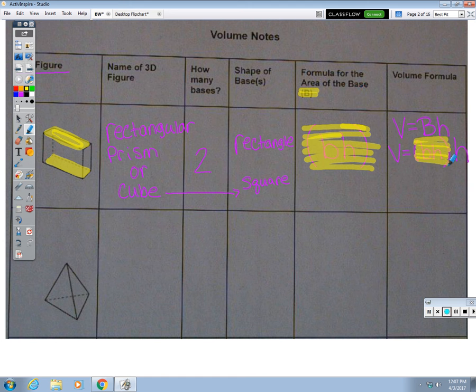All right, on this second one, the base is right here. And what shape is that base? What shape is the base? The base is a triangle. Okay. So the name of the figure is what? Triangular pyramid. How many bases does it have? That's one. Pyramids always have one base. What's the shape of the base? Triangle.